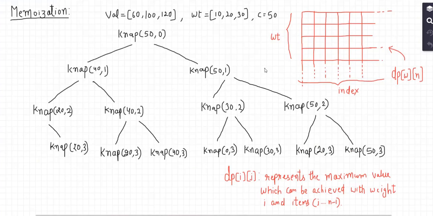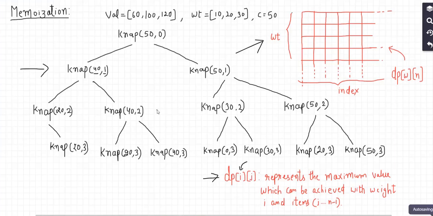So this is the memoization table, or the DP table, that we have. The rows represent the weight, while the columns represent the index of the items. Because we know that there are two variables in the recursion tree which are changing at each level. So dp[i][j] represents the maximum value which can be achieved with weight i and items from j to n minus 1. So that's the DP table that we prepare.